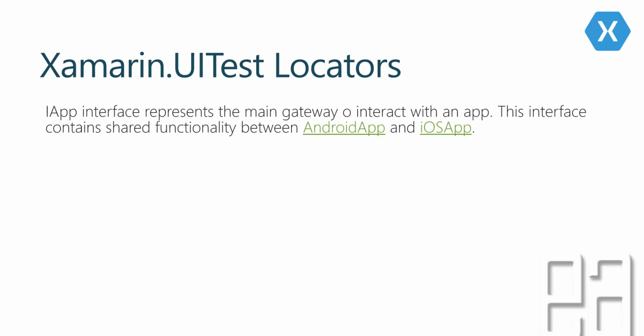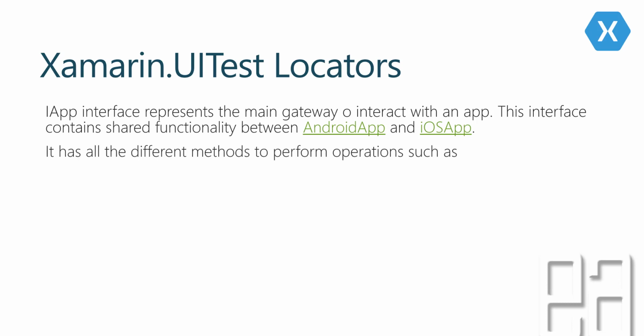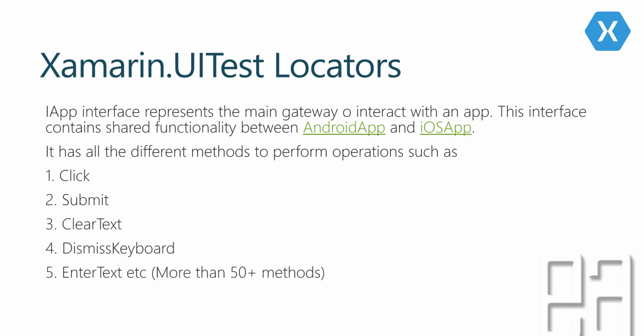Xamarin.UITest locators. The IApp interface that we saw in our previous video represents the main gateway of interacting with an application. This interface contains shared functionalities between Android app as well as the iOS app. So it has all the different methods to perform operations such as click, submit, clear text, dismiss keyboards, enter text, etc. I mean, there are more than 50 plus methods available to perform all the different operations that you can within an Android application or iOS application.